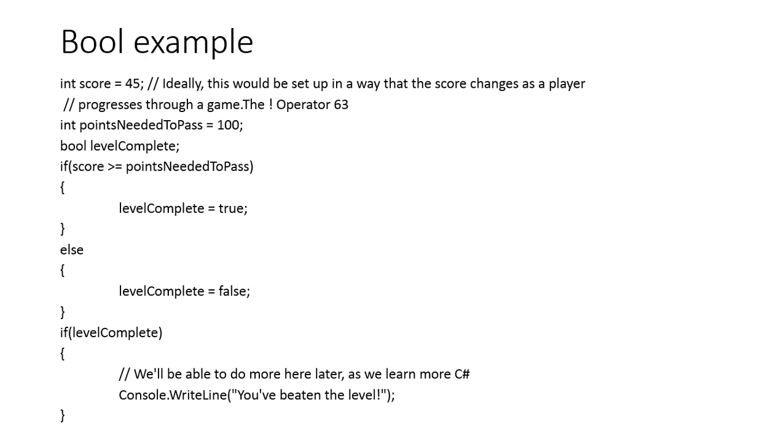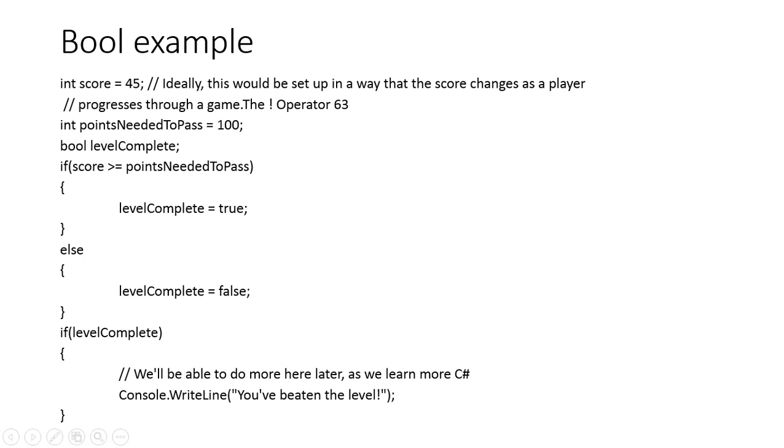what we wanted to do is see if we've got the correct number of points needed to pass a level. So if our score is greater than or equal to the number of points needed to pass the level, then we say level complete is true. Otherwise, we say level complete is false. Some might call that a trigger for level complete being set to true or false.